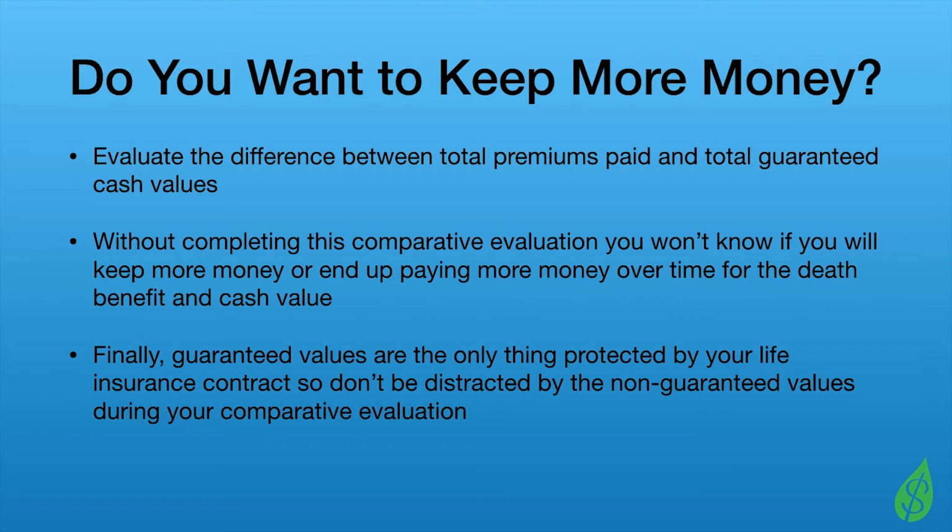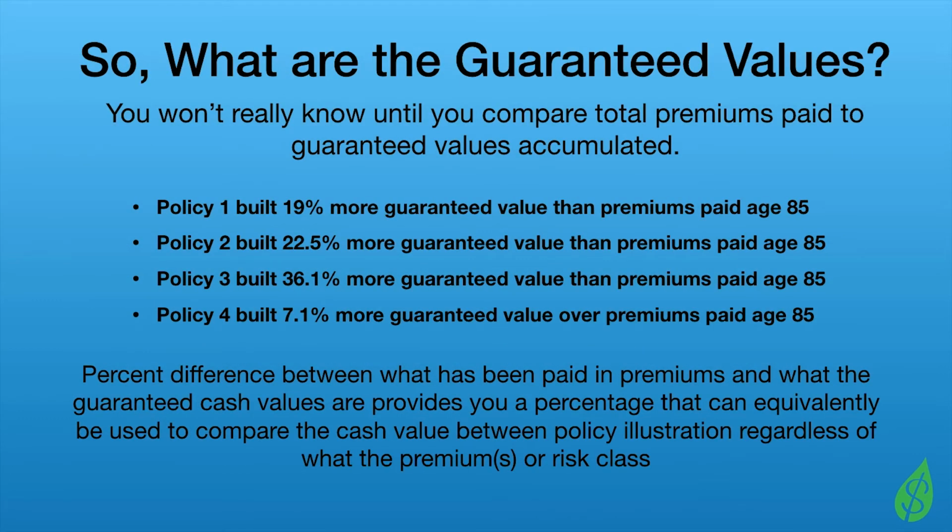Finally, what are guaranteed values? They're the only thing that's protected by the life insurance contract that you have. So don't become distracted at this point by non-guaranteed values, because they are not protected by your contract until they're paid. And the uncertainty of when they will be paid or if they will be paid remains unknown. That's why they are non-guaranteed. So let's figure out what the guaranteed values are. You won't really know until you compare the total premiums paid to the guaranteed values accumulated.